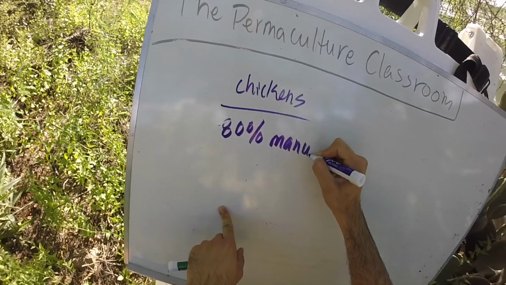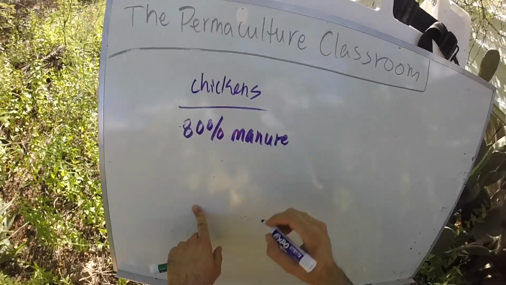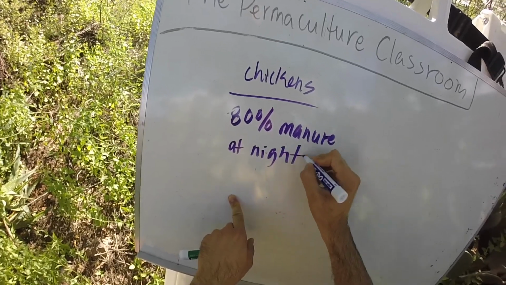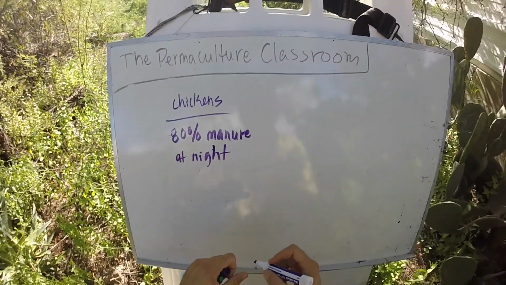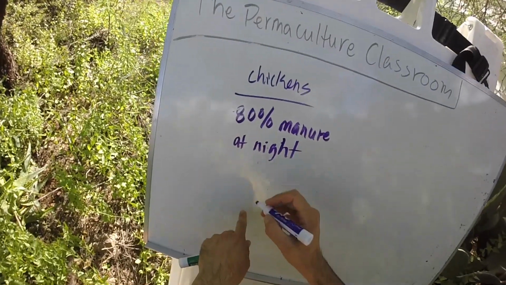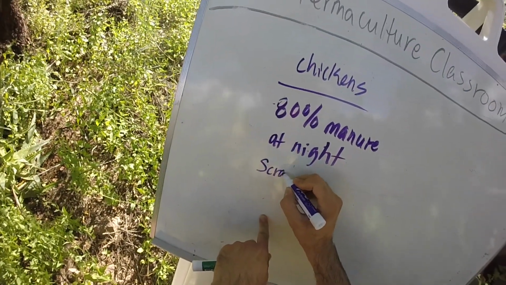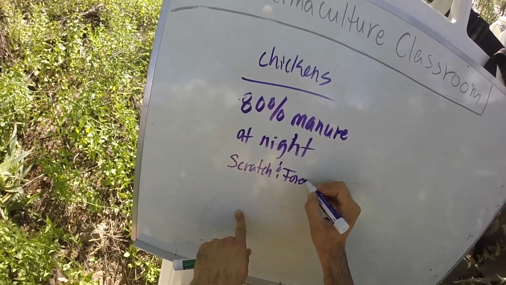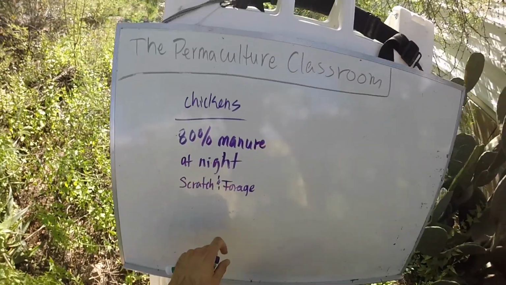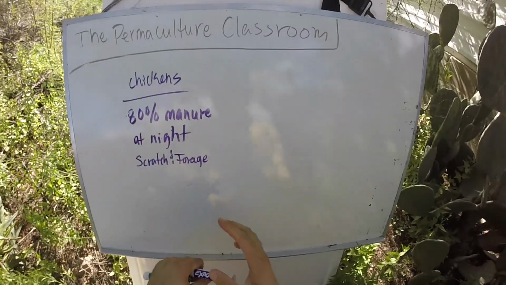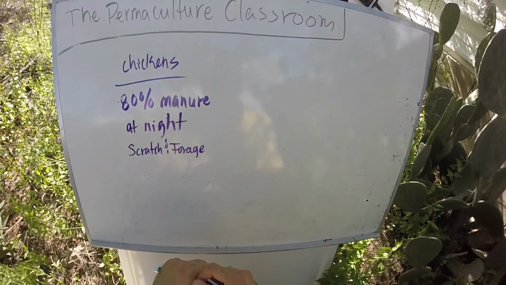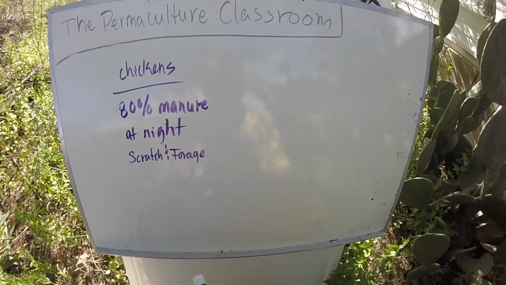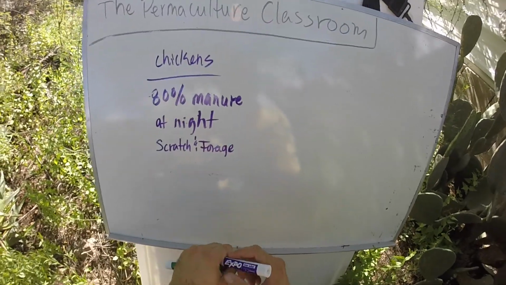So let's talk about relationships and how we put these things together. We know that chickens release 80% of their manure at night. Super important fact. So how can we use that, right? We know that they scratch and forage. So another key behavior that we need to think about. The first one is an output, the second one is a behavior. So these are functions of this element, which is the chickens.